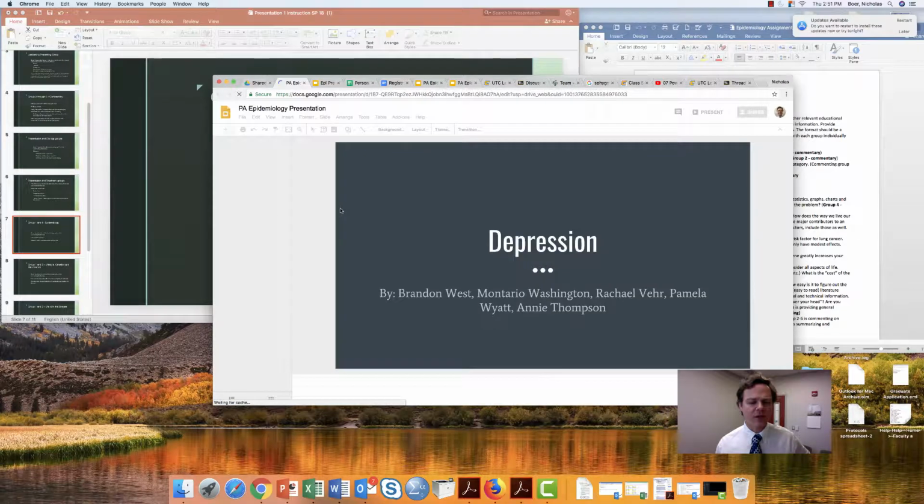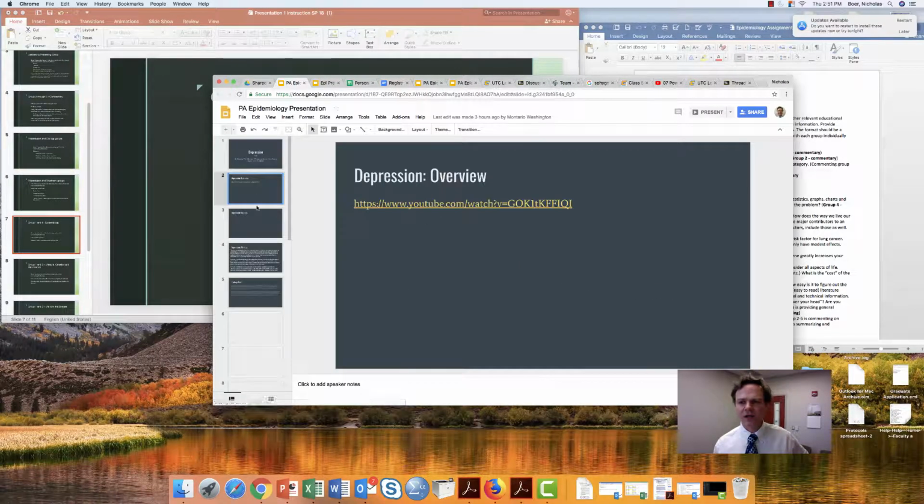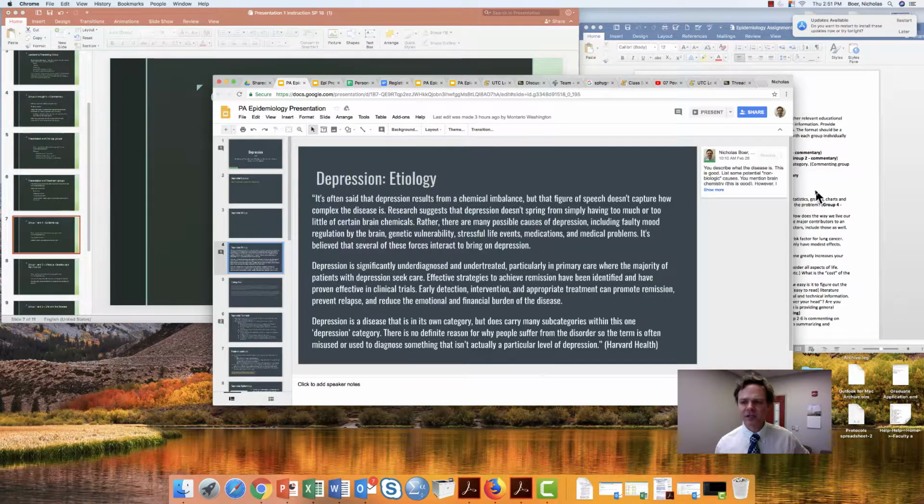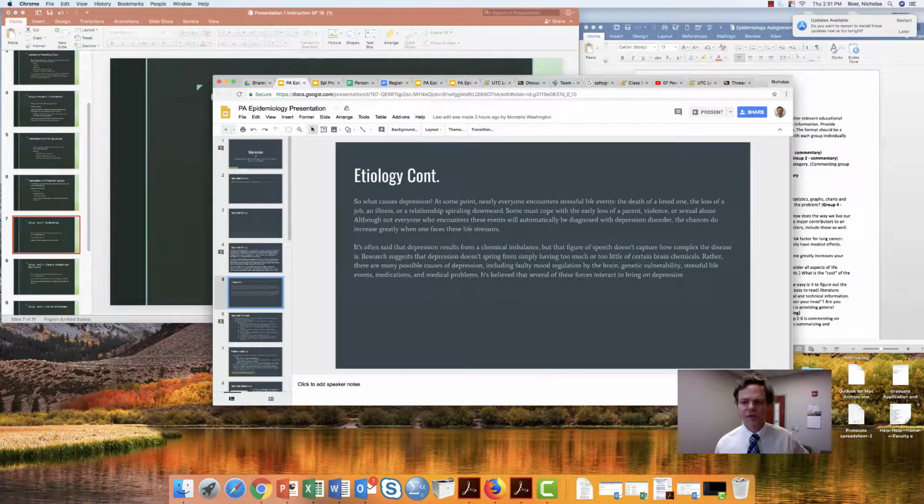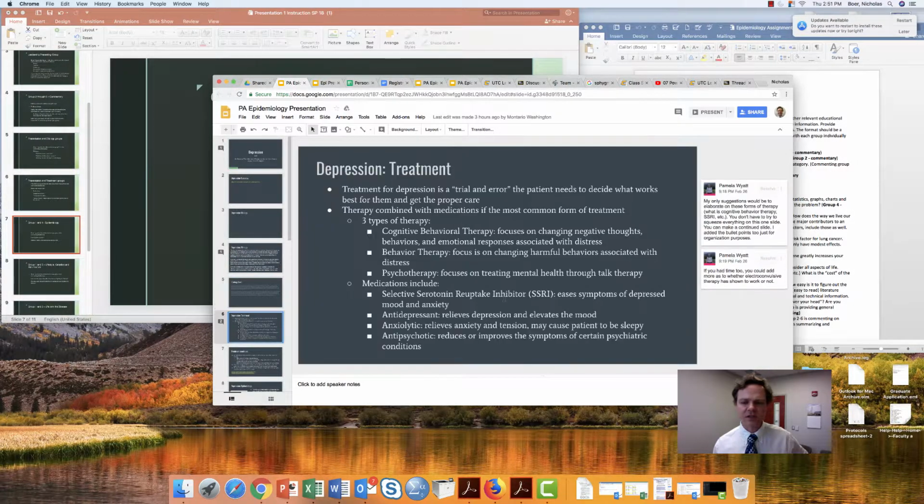Then I could go through it and look at what's going on. And this group already presented. You can see I make comments as to what's good and what should be tweaked, and then you can adjust it and go from there.